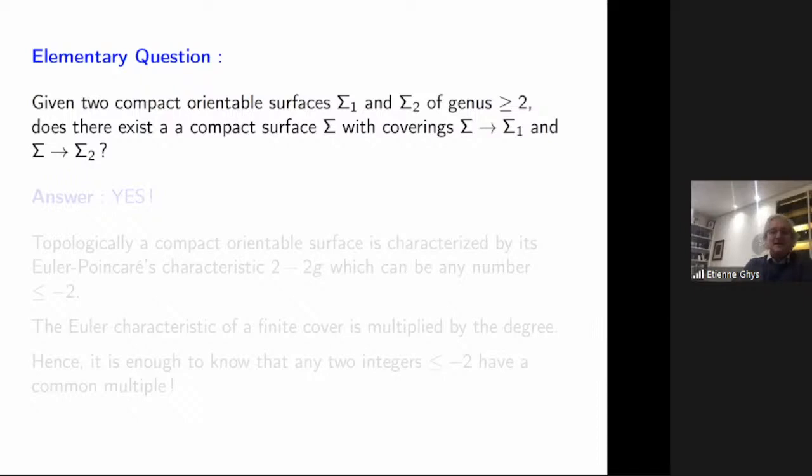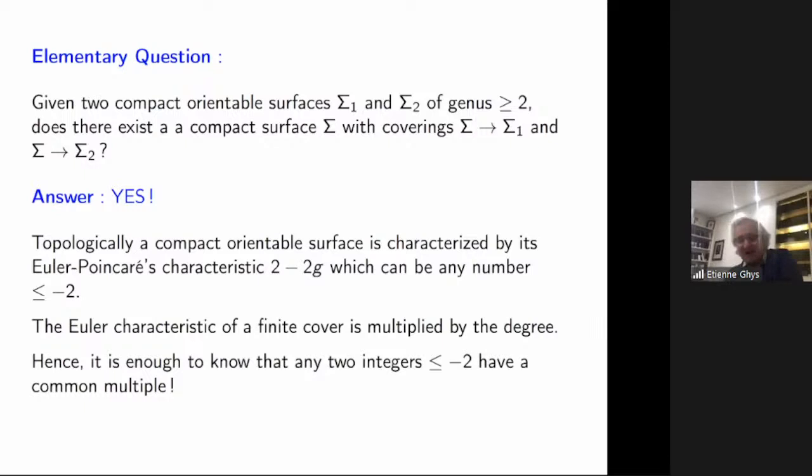Suppose you have two compact orientable surfaces of genus at least two, and forget about complex structure and just think about smooth surfaces and look for a compact surface which would be a cover, an unbranched covering, of both of them. And then the question is easy, and the answer is yes, of course, because we know exactly how to classify surfaces, topological surfaces.